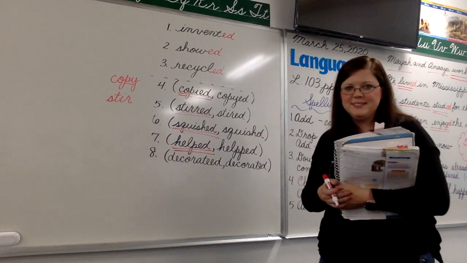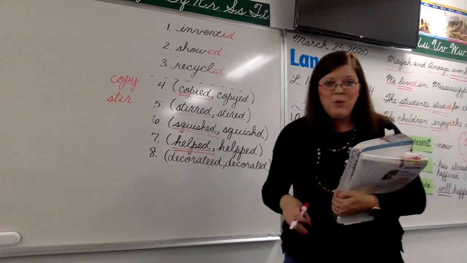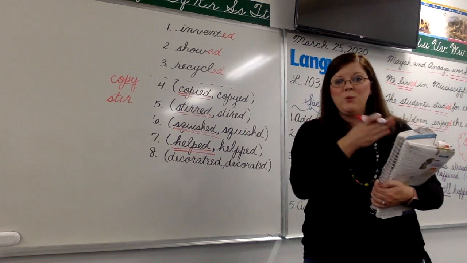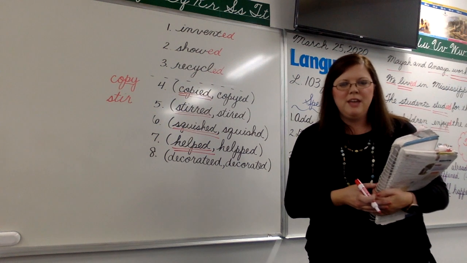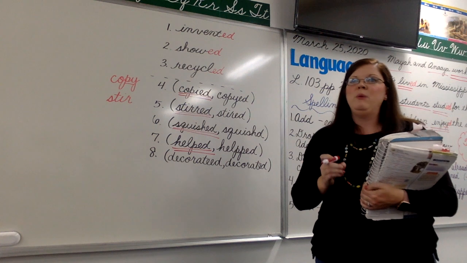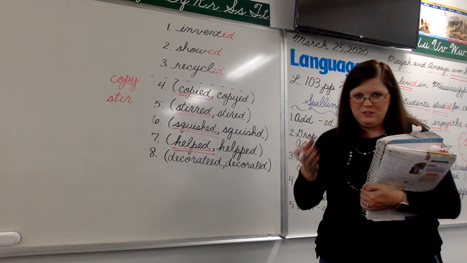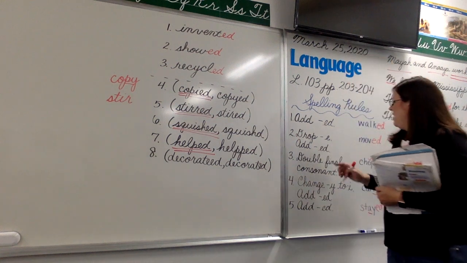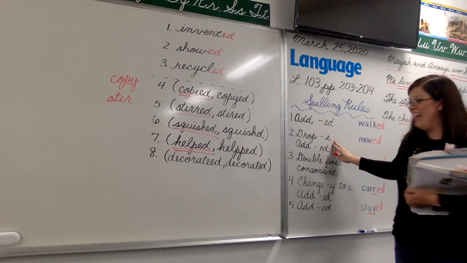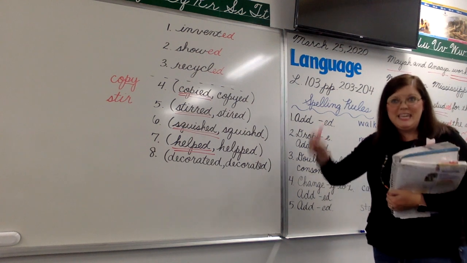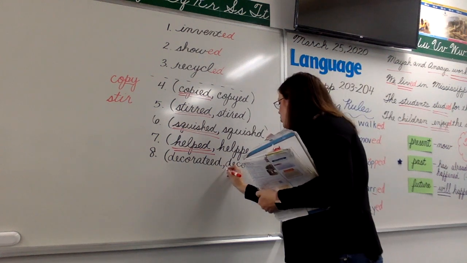And number 8, decorate is happening now. We want to show that the room has already been decorated before. Now, decorate might be a little tough for you, but let's think about how we would originally spell it. What letter would it end with? If you said E, good job. The rule for that says that we need to drop the final E before we add ED. Otherwise, we're going to have E-E-D. We're not going to choose this one. Let's choose the second one.